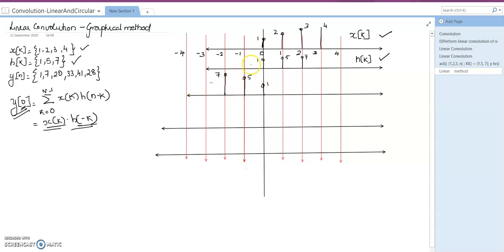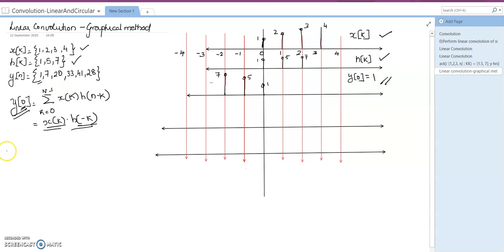As mentioned here, to get y of 0, you have to operate x of k with h of minus k. When we compute y of 0, we do element by element multiplication and addition. This 7 has got no corresponding element here, so it will be 0. 5, no element over here, it will be 0. And 1 over here and 1 over here, so it will be 1. Similarly, you have no element to multiply 2 or 3 or 4 with over here. So your y of 0 is essentially 1, which is the output that you have here.